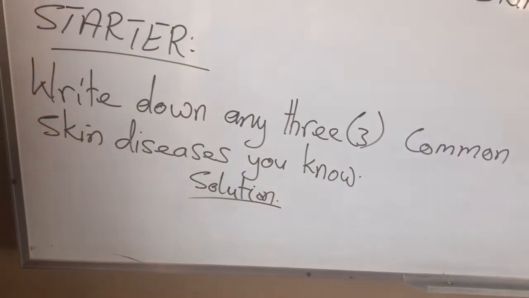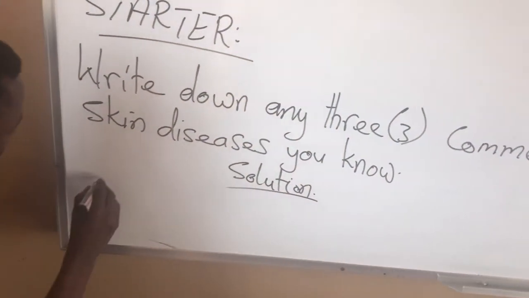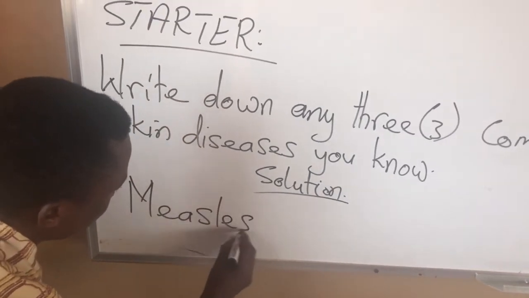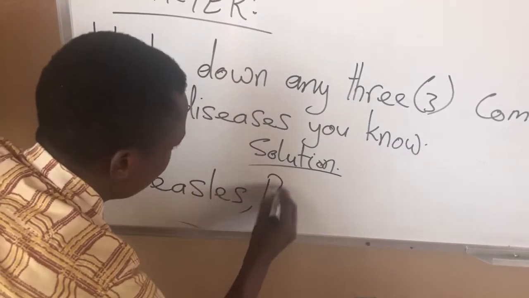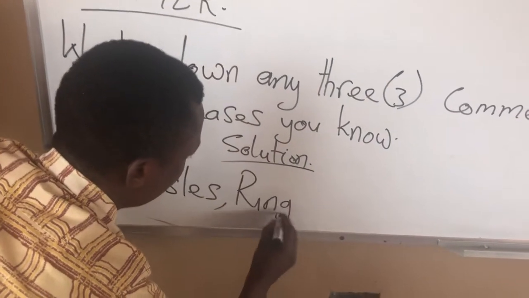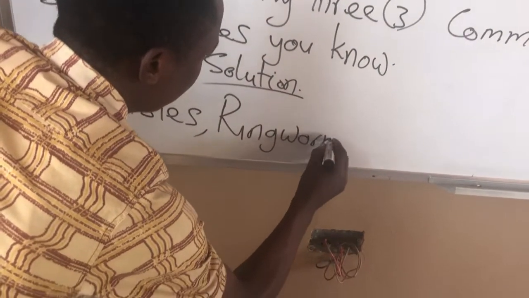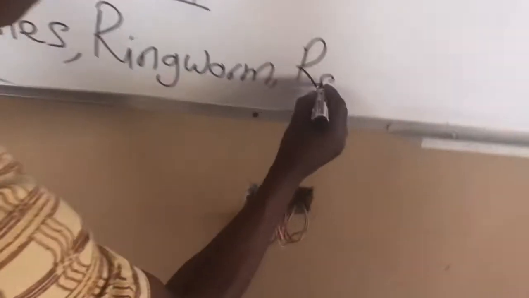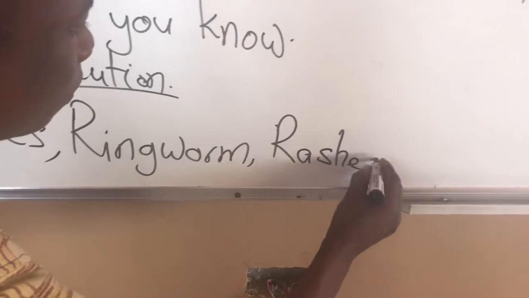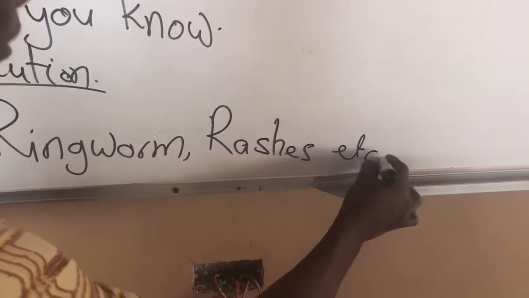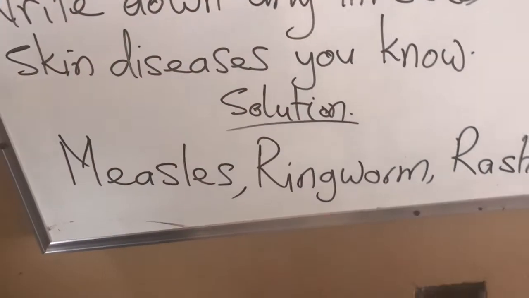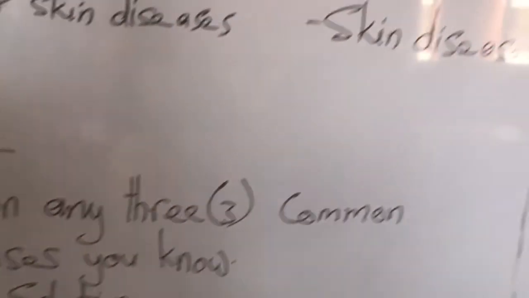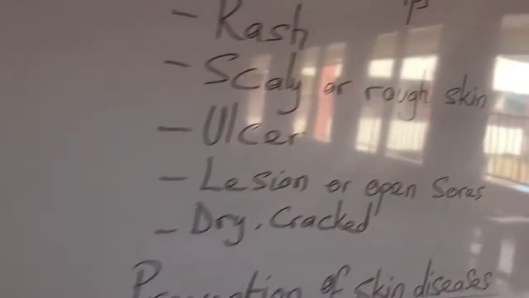As I said earlier in my introduction, we have what? Measles, ringworm, rashes, etc. We have a lot more. Now, today we'll be looking at some symptoms of skin diseases.